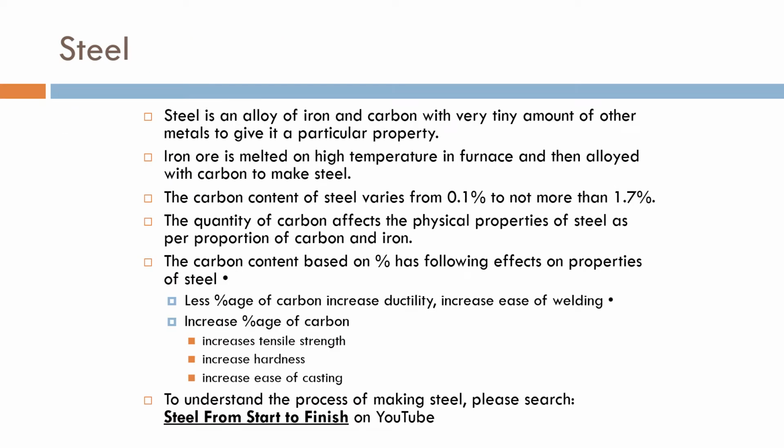Now let's come on to steel. Steel is an alloy of iron and carbon with very tiny amounts of other metals to give it a particular property. What is an alloy? That is the first thing that you need to understand. An alloy is when you mix a certain metal to a pure metal, which is kind of creating an impurity in a pure element to change its physical property.